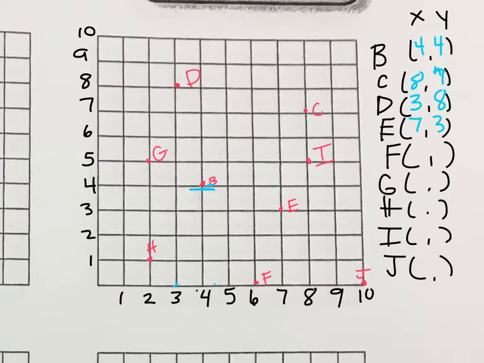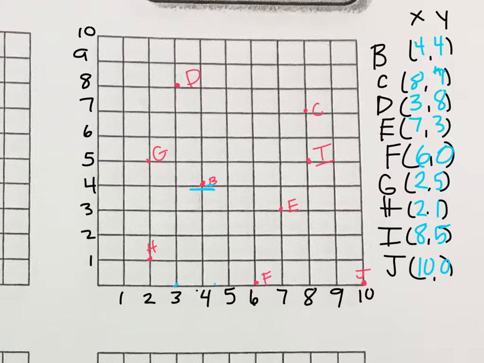Nelson, give me F, please. 6-0. Who agrees with 6-0? Excellent. Okay, Scotty, give me G, please. 2-5. Excellent. Who got 2-5? Chance, give me H, please. 2-1. Good job. And I. Go ahead, Stephen. 8-5. Who agrees? Say, I do. I do. And J. What is J? Everybody? 10-0. Very good.